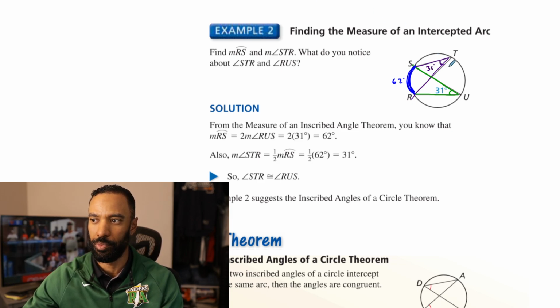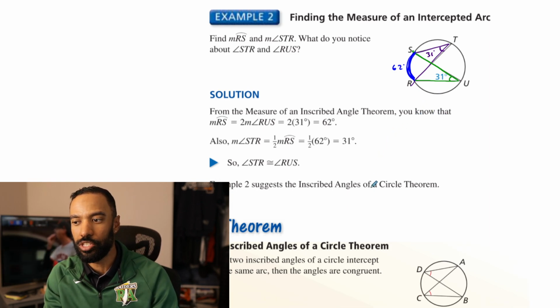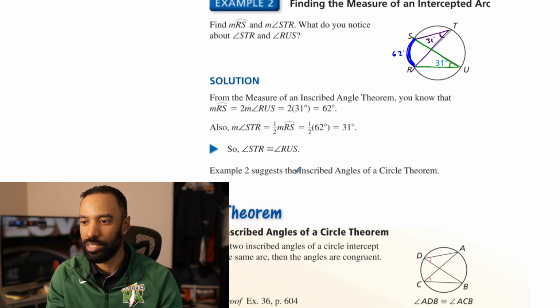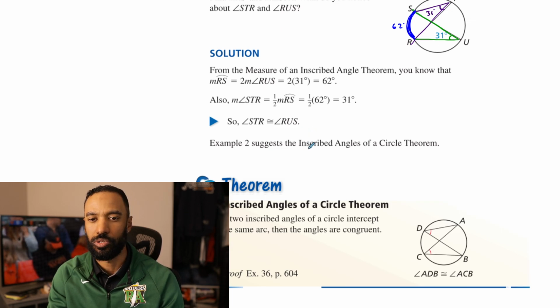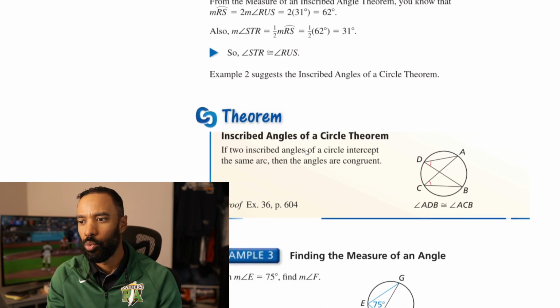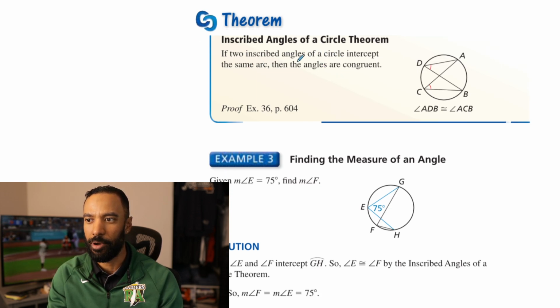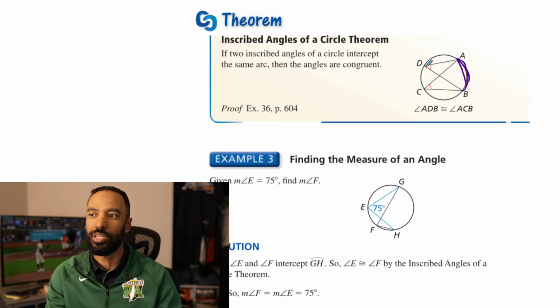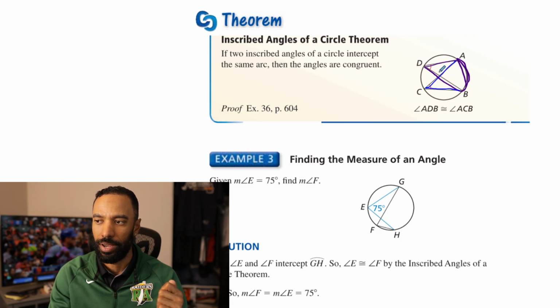So what's the relationship with these two? They're the same measure because they're both inscribed angles of the same intercepted arc. Example 2 suggests the inscribed angles of a circle theorem, which states that if two inscribed angles of a circle intercept the same arc, then they are congruent to each other. Angle D is congruent to angle C in the case that they both share that arc. And again, you can see this as a different kind of shape. What you want to see is inscribed angle here and inscribed angle here, two different sets.